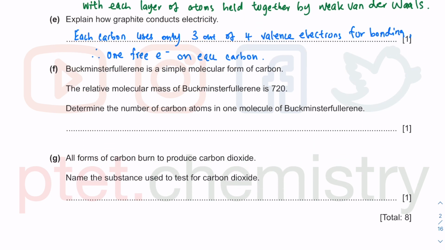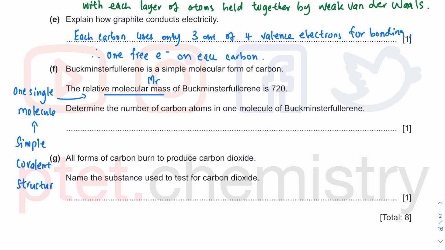Next one, Buckminsterfullerene. The relative molecular mass, Mr. The fact that you have relative molecular mass means you exist as 1 single molecule. It means that you have a simple covalent structure. That means your melting and boiling point are going to be relatively low compared to something that has a giant covalent structure like diamond, graphite and silicon oxide. You only have carbon. That's why they say it's another form of carbon.